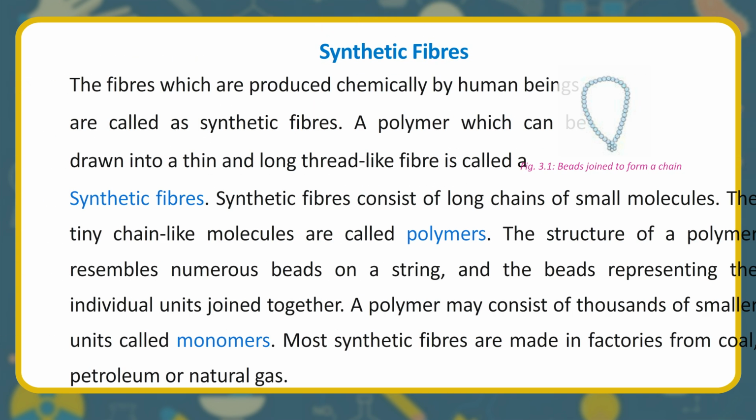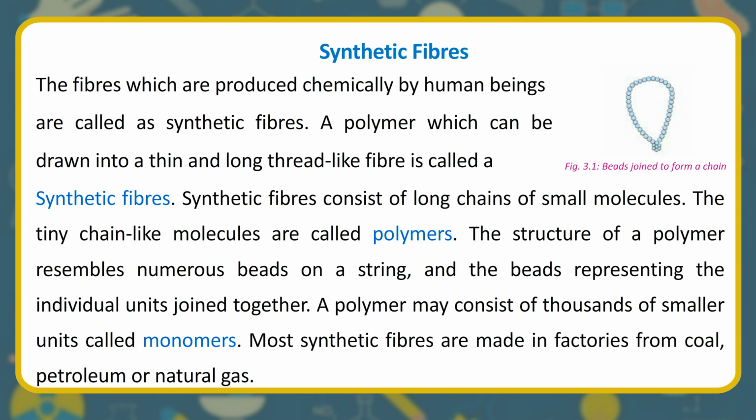Synthetic fibers. The fibers which are produced chemically by human beings are called synthetic fibers. A polymer which can be drawn into a thin and long thread-like fiber is called a synthetic fiber. Synthetic fibers consist of long chains of small molecules. The tiny chain-like molecules are called polymers. The structure of a polymer resembles numerous beads on a string, with the beads representing the individual units joined together. A polymer may consist of thousands of smaller units called monomers.